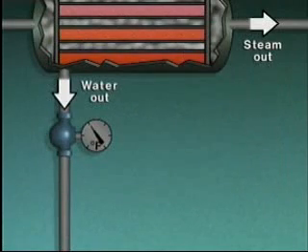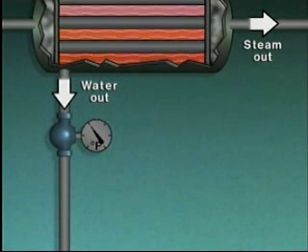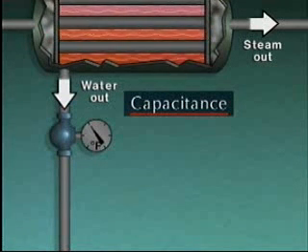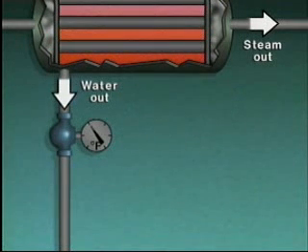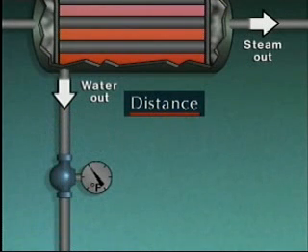In the heater, the transfer of heat from the steam to the water was delayed because of resistance to heat transfer through the tubes, and because of the water's capacitance, or the ability of the water to store heat. Another factor that can contribute to dead time is the distance that the heat has to travel to reach the temperature gauge. In this case, the greater the distance from the heater to the gauge, the greater the dead time.